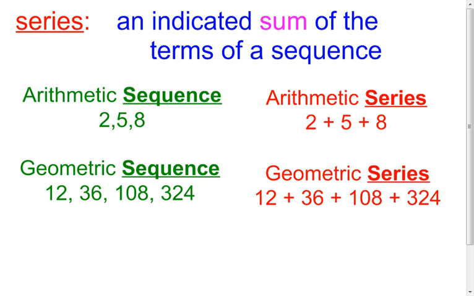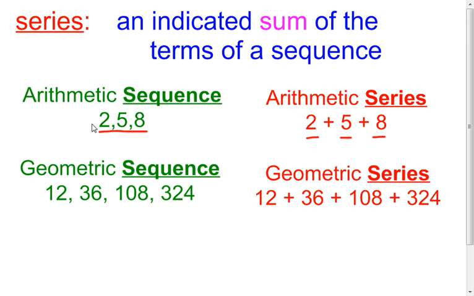Alright, so first of all, a series is where you sum the terms of a sequence. So if it's just a sequence, like here, you just list the numbers 2, 5, and 8. If it's a series, you actually add up the numbers: 2 plus 5 plus 8 over here. Okay, so there's an arithmetic one. You can see your common difference is that you're adding 3 each time. 2 plus 3 is 5, plus 3 is 8.